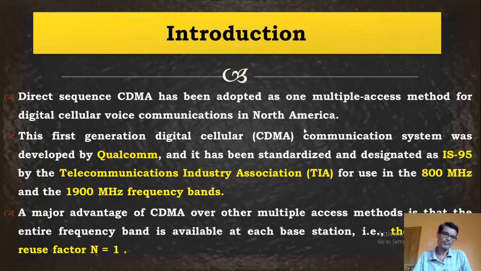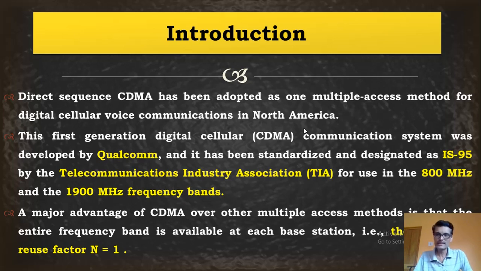by TIA. And in this particular standard, the mobile works in the frequency band of around 800 megahertz or 1900 megahertz. In this particular band, these CDMA mobiles work. I'll give you the exact frequency ranges in the last slide of this video later.